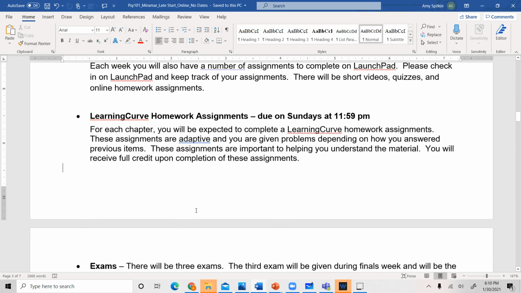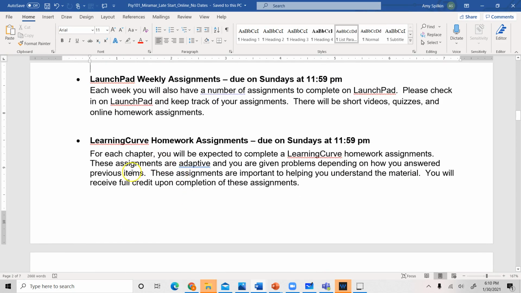You'll also have Launchpad assignments. Those are due Sundays at 11:59, just like everything else. So just keep track of your assignments on Launchpad. There'll be videos, quizzes, and some online homework assignments, and again, watch my videos so that you can see how to use Launchpad.